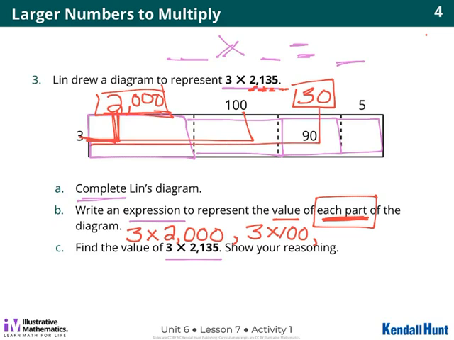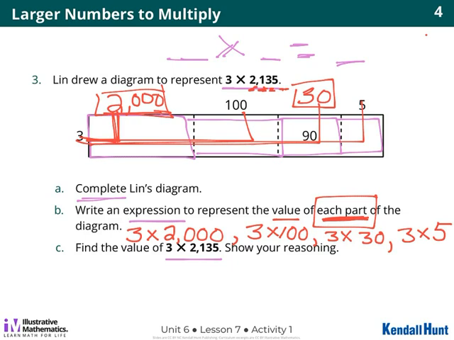And then we have another part. What would our expression be? Coral? 3 times 30. Yep. And finally, what's our last one? Okay, Jace? 3 times 5. 3 times 5. Okay, do you guys see the difference between each part and then the whole diagram, right?